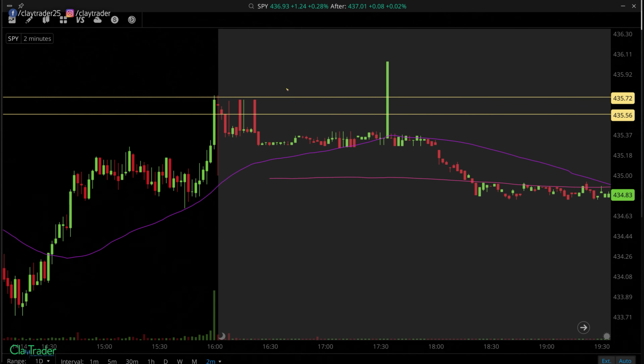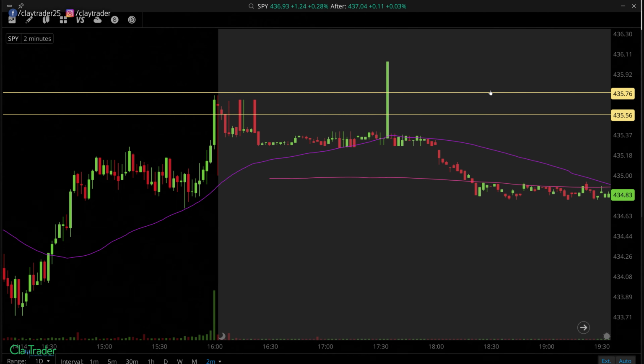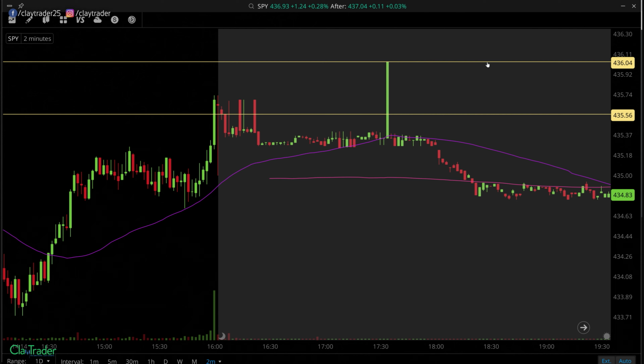So what I care about right now is not the black, I care about the gray. That's what I'm concerned about. And what am I concerned with? Well, I'm concerned about the high and low of this session. So first, I'm going to adjust this line up to 436.04. That is the price of the current high right now.